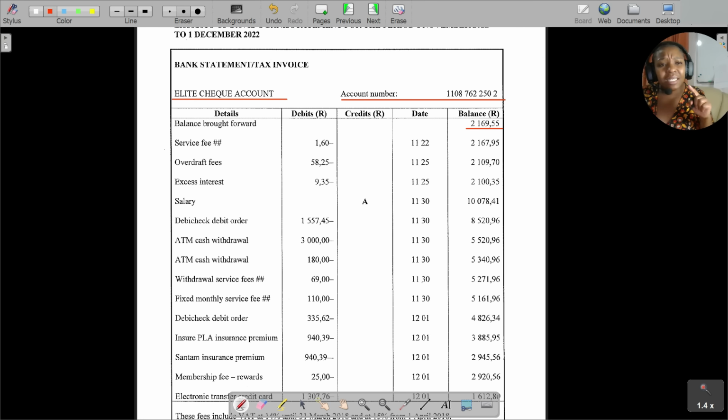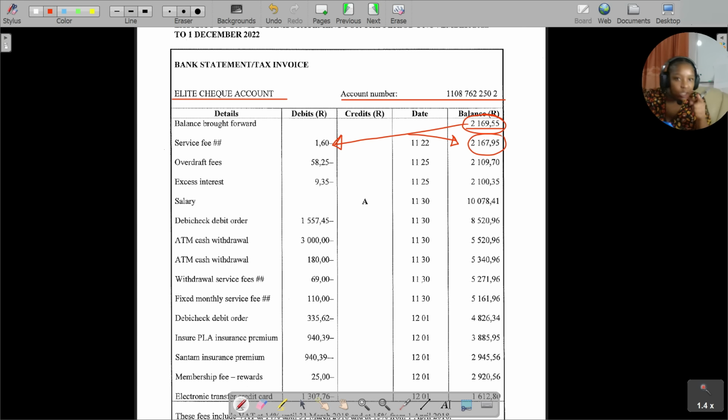So how can we basically determine what is actually happening in this bank statement? Remember, this is the amount that is in his account, and then this is an amount that comes out of his account, and when this amount comes out, this is how much he has left. So check to see that. Take 2169.55 minus, because it's a debit, minus 1.60. Check to see if you are in fact getting 2167.95, and we are.